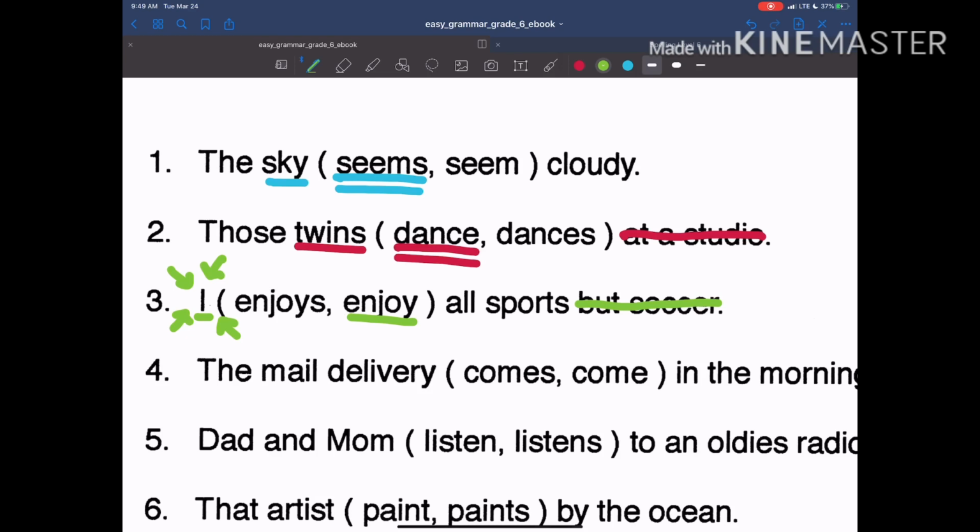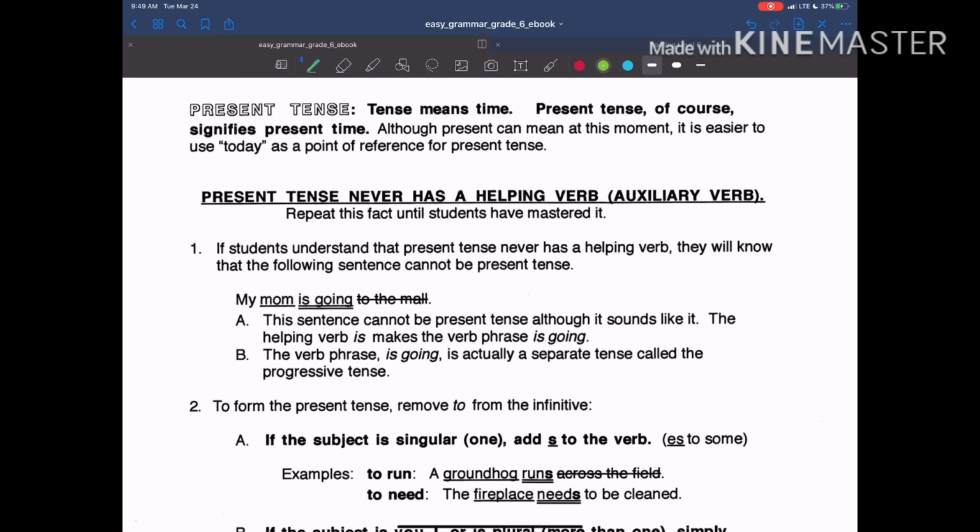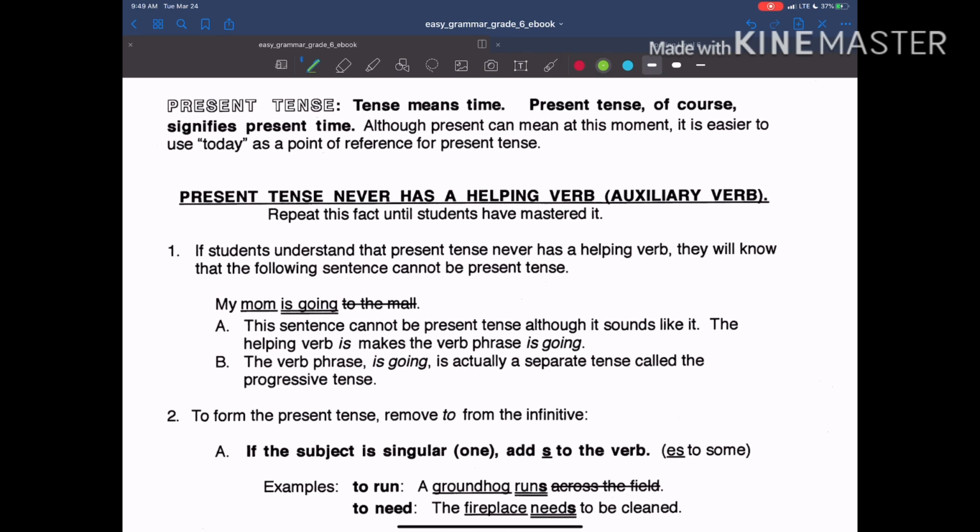Okay. Remember to pay attention. Personal pronouns like this, we would use enjoy. Okay? All right. So now let's move on to today's work. I'm going to scroll through this quickly. I just have a couple of things that I want to point out on this page. You do not have this page.